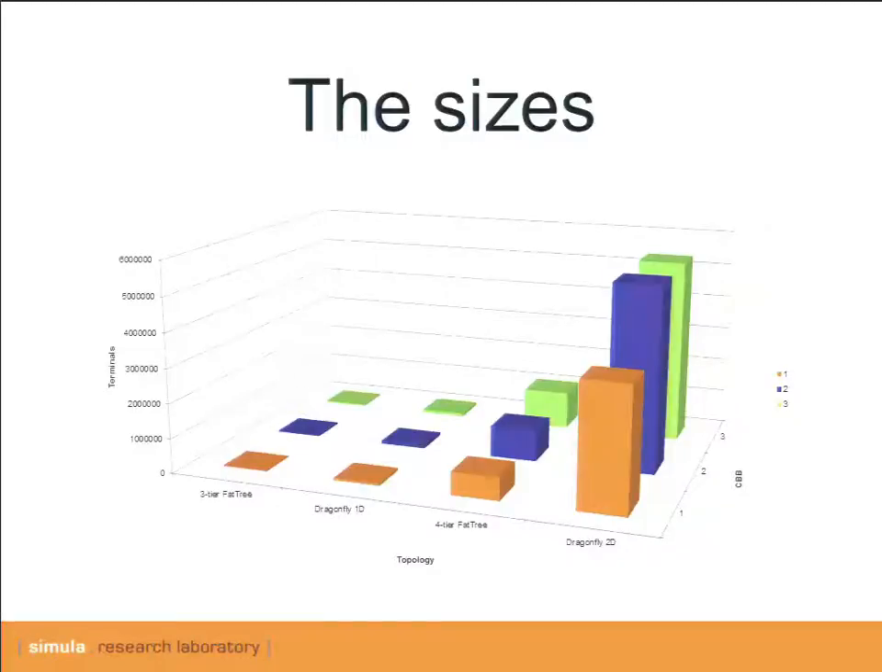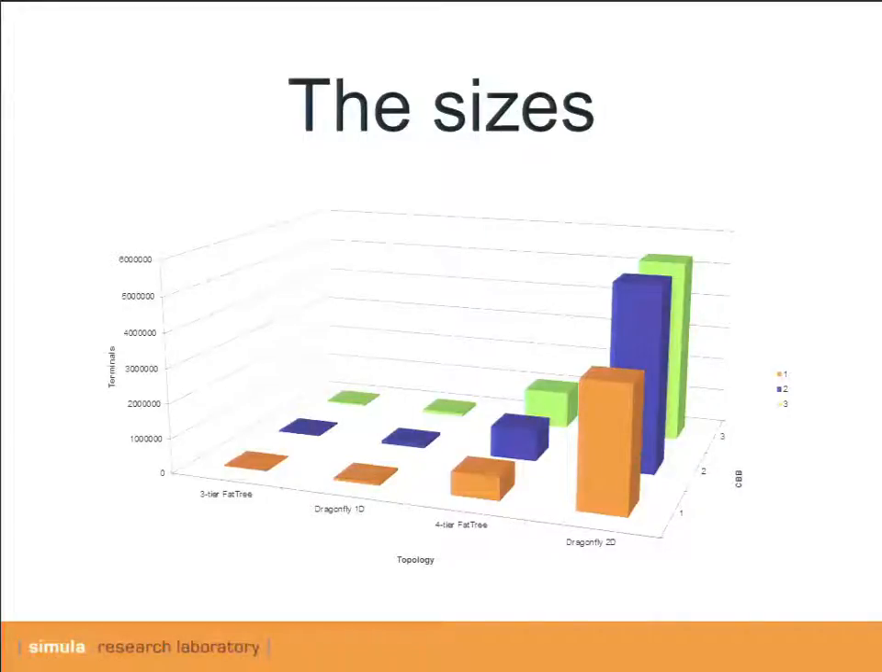Short note on the sizes of the topologies. This is a bit relevant in the context of exascale computing. So for the 3-tier factory and the Dragonfly, the maximum size of the topologies for the different CBB ratios is very low. It's below 100,000. And going up in the CBB ratio, which is sort of backwards in the figure, it doesn't really improve that.